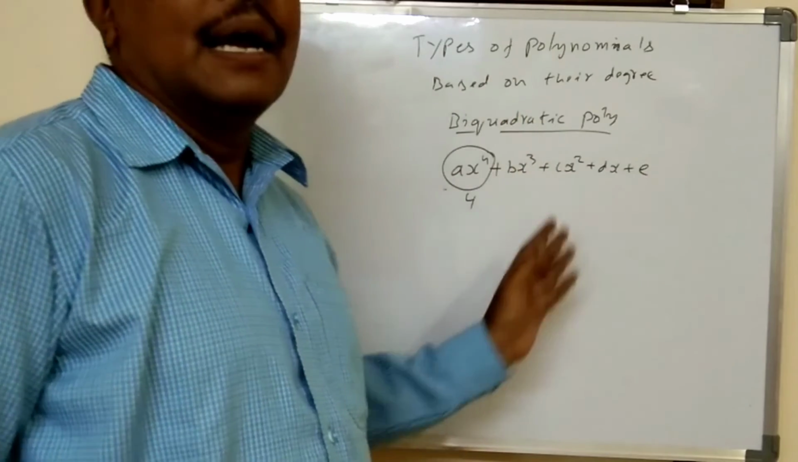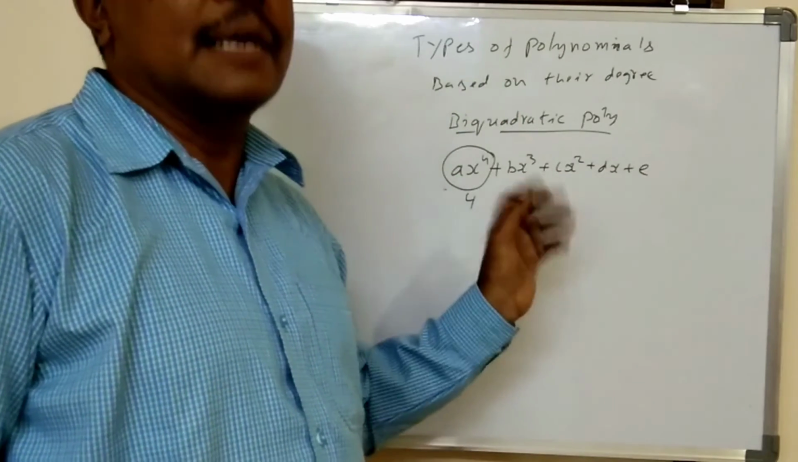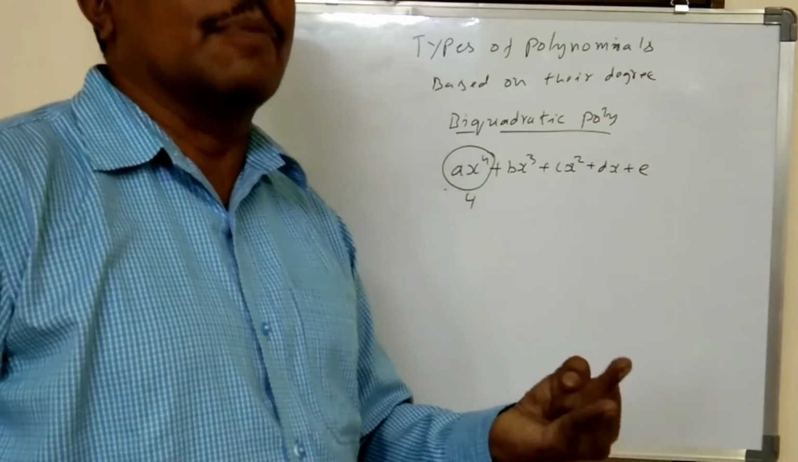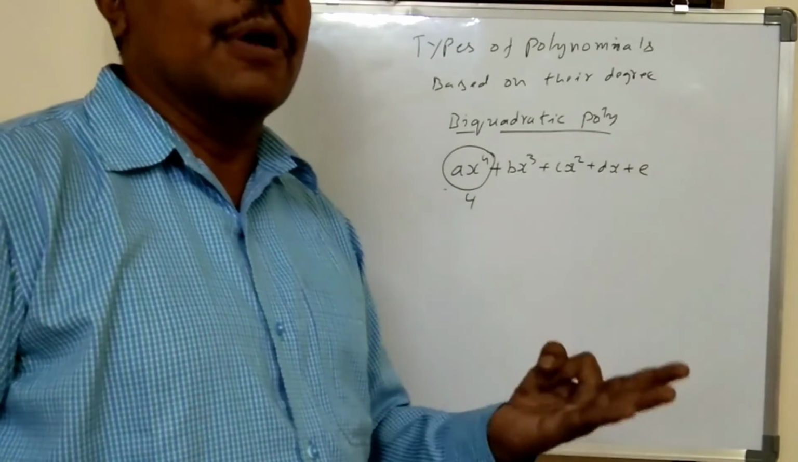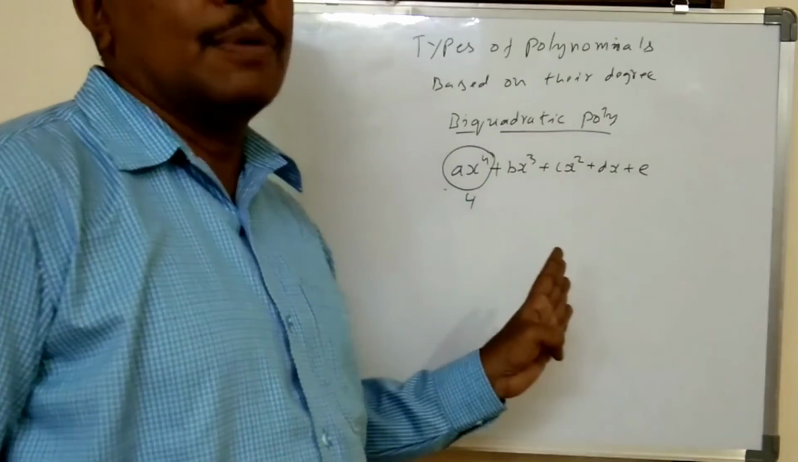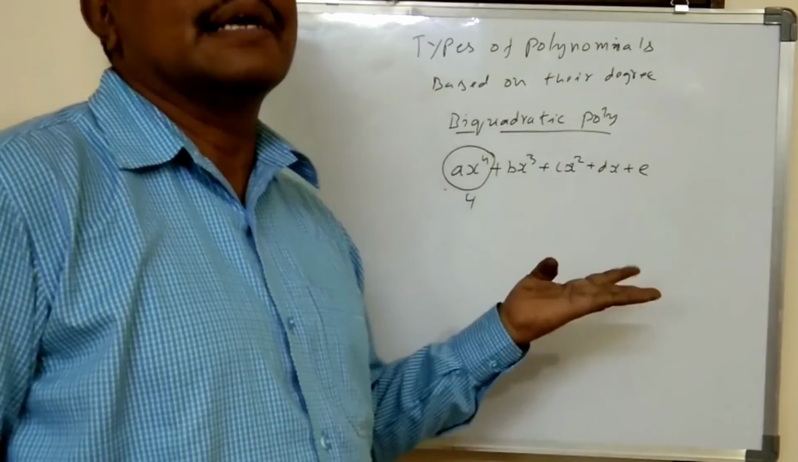So these are the types of polynomials based on their degrees. Degree 1 linear polynomial, degree 2 quadratic polynomial, degree 3 cubic polynomial, degree 4 biquadratic polynomial. So these are the types of polynomials based on their degrees.